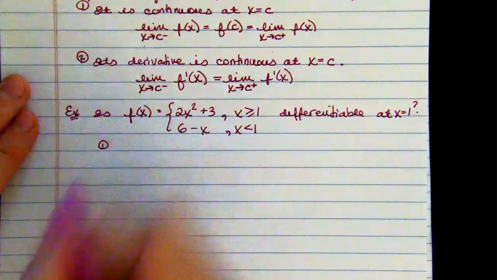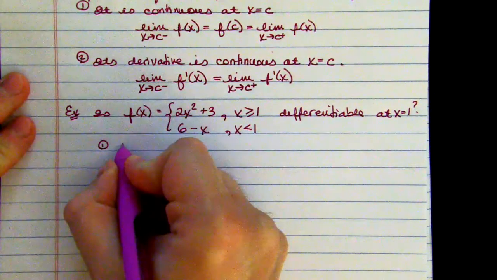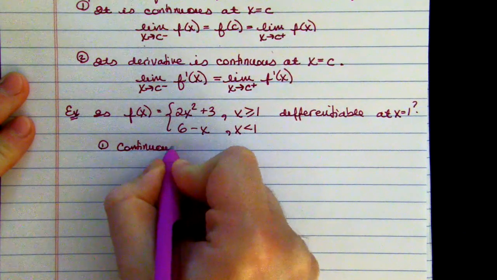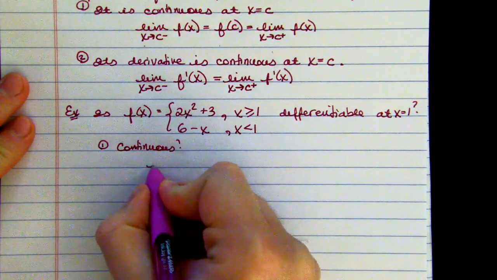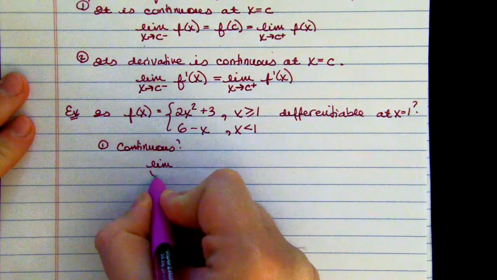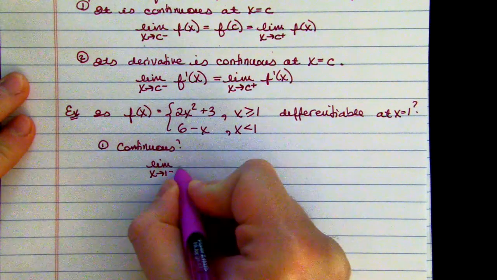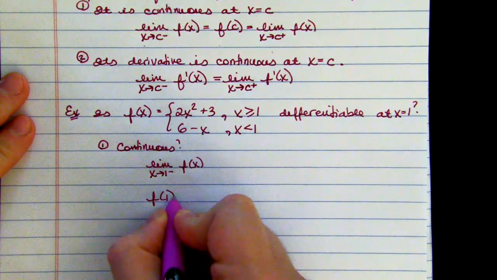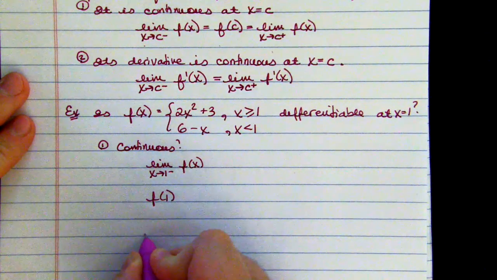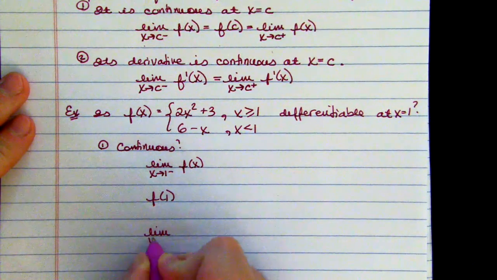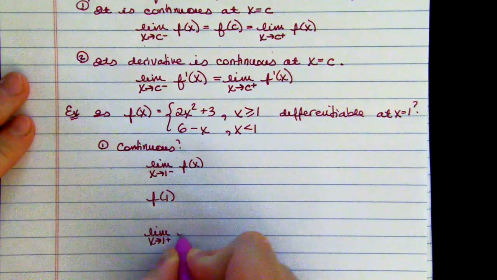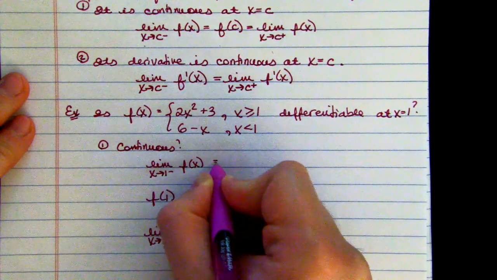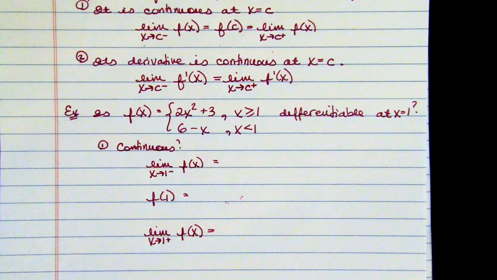Two things I have to check. First, is it continuous? Which means I need to go find the limit as x approaches 1 from the left of my function. I have to find f of 1, and I have to find the limit as x approaches 1 from the right of my function. Take a moment, go find those three things, and then we'll reach a conclusion based on that.